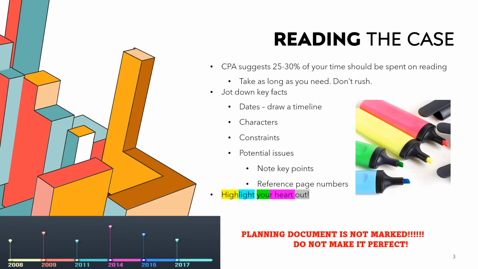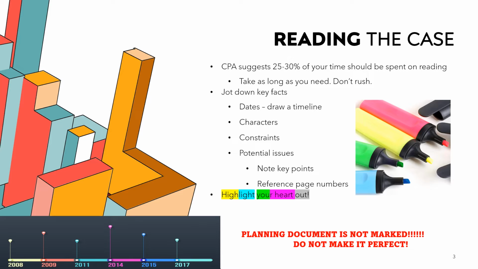So now let's talk about reading the case. CPA suggests that people should take about 25 to 30% of your total case time on just reading. However, I'd say that if you really need more time or less time, don't worry about it. Just don't rush yourself and make sure you read enough so that you understand the case and you're not missing any case facts. So the next thing I would recommend students do is to jot down any key facts.